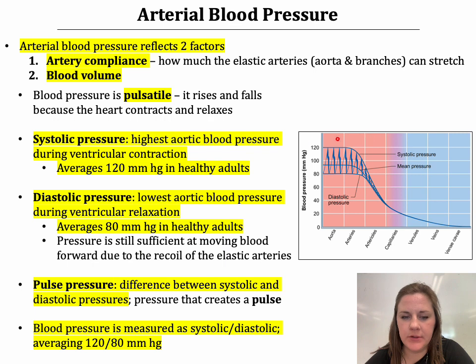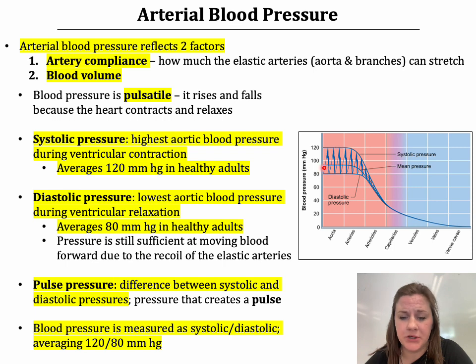So here we want to focus a little closer on the arterial blood pressure. The aorta and the major arteries are experiencing the highest blood pressure. They are the closest to the heart, so that makes sense. It's going to experience the greatest pressure. However, there's some variation depending on whether the heart is contracting or relaxing. So remember, systole, contraction, diastole, relaxation.